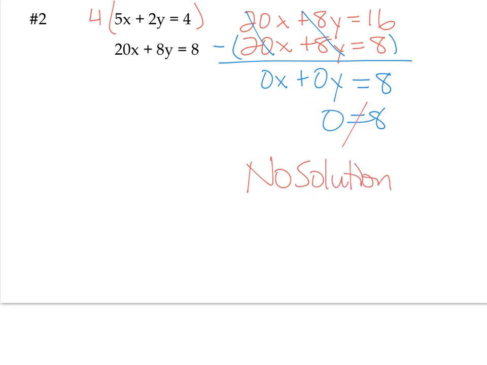Remember, in elimination, when both variables cancel out, look to see if you have a statement that's true or not. If we ended up with something that said 0 equals 0 or 8 equals 8, that's always true. It would be infinitely many solutions. But this is never true, so no solution.